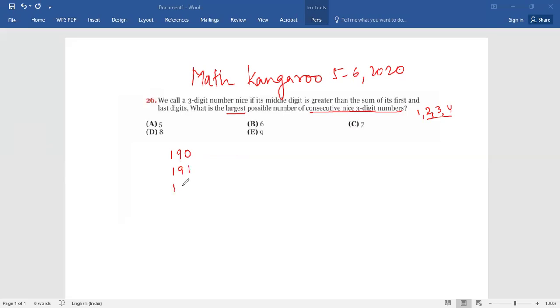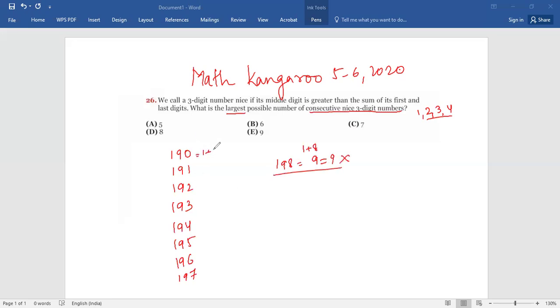Then you do 191, 192, 193, 194, 195, 196, 197. Yeah, because you can't do 198, because if you do 198, this becomes 9 equals 9. So hence this combination is not possible.